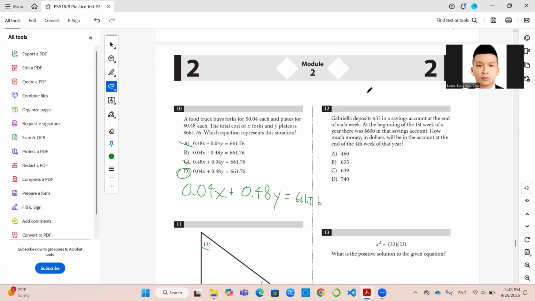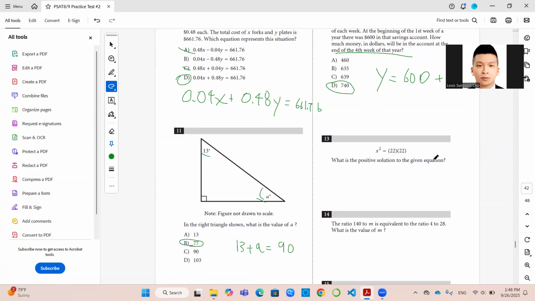Gabriella deposits $35 in a savings account at the end of each week. At the beginning of the first week of a year, there were $600 in that savings account. How much money in dollars will be in the account at the end of the fourth week of that year? So beginning had 600, deposits 35 at the end of each week. Put the 4 here, so what's 35 times 4 plus 600? That gives me 740. So D is the correct answer.